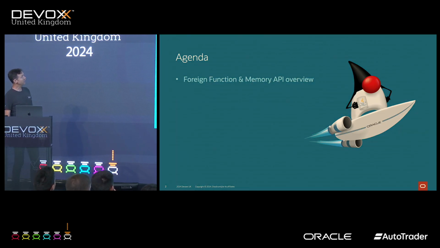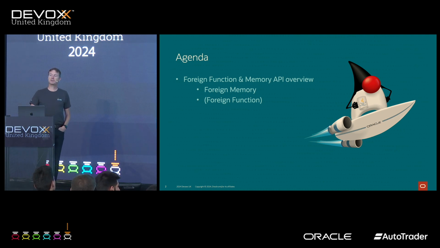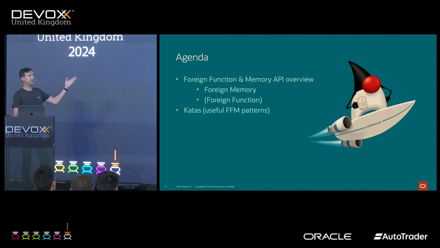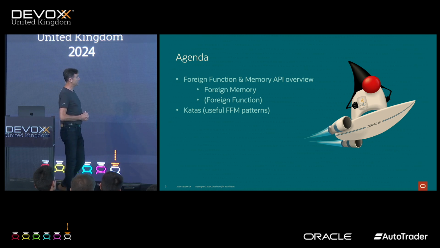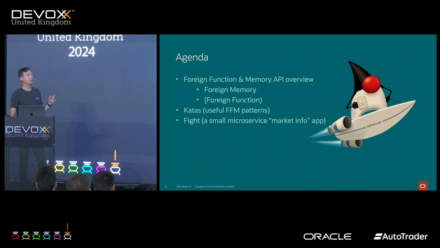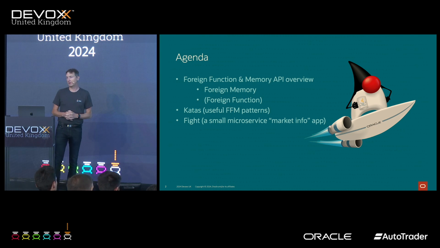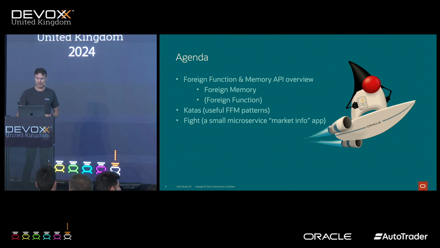Here's the agenda. Foreign function and memory API overview. We are looking at foreign memory, and we are also going to touch a little bit upon foreign function. Not so much, though, because we only have 15 minutes today. We are going to do katas. This is a term derived from martial arts, and a kata is a sequence of techniques that you can do. And then we have useful patterns, and then we do something called a fight, where we use the patterns to build, in this case, a small microservice market info application, which I think is appropriate for London, where many people are working in the fintech area.